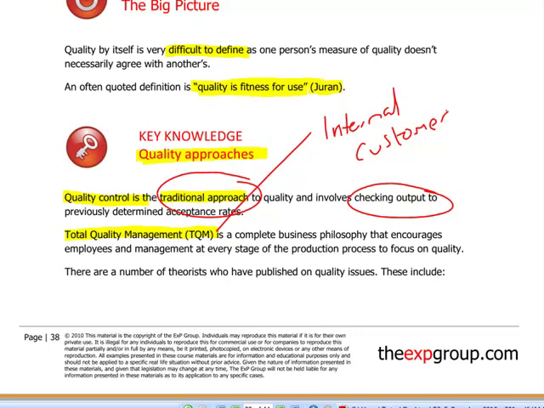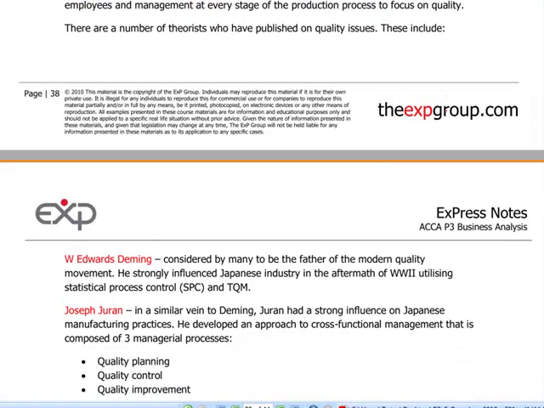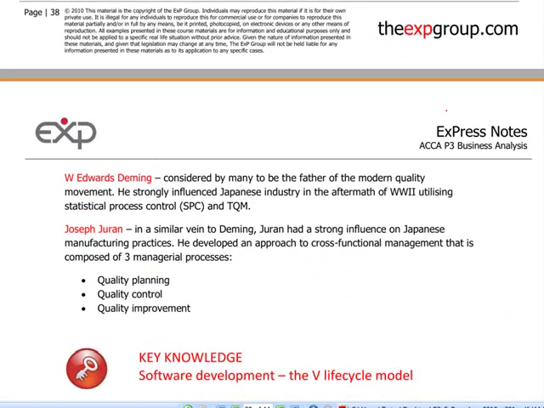Okay, if we skip down to page 39, at the top of page 39 we will introduce you to two management theorists who are very well known on the quality side of things. First one, Edward Deming, then Joseph Juran. You've already heard of Juran as we mentioned him in terms of the definition.